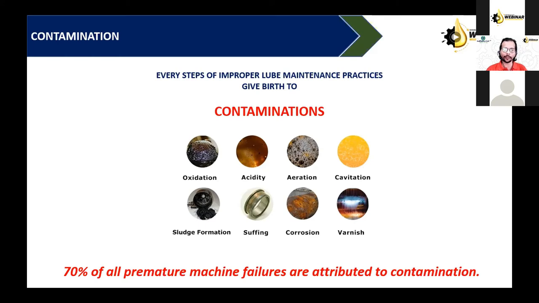So contamination is linked with the components in which they are wetted or in contact with the oil, as well as contamination being related to the components which are linked with oil-dipped components like ball bearings, journal bearings, bushes or gears. Next slide.